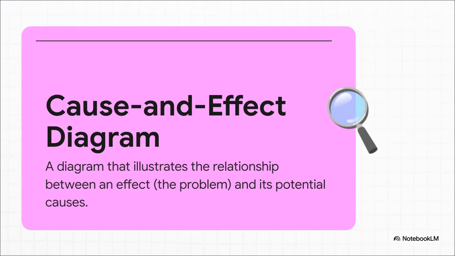Okay, so formally it's called a cause and effect diagram, but you've probably heard it called the fishbone diagram. And you'll see why in a second. It looks exactly like one. Sometimes it's even called an Ishikawa diagram, named after the guy who came up with it, Ishikawa. But honestly, you can call it whatever you want.